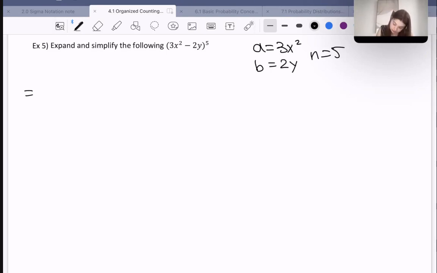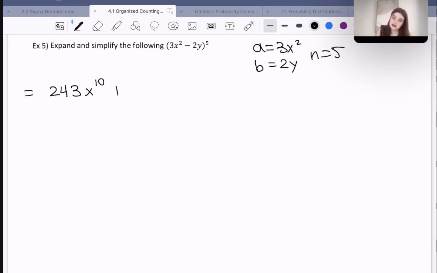Well, what's our first thing? It's going to be 3x squared to the power of 5, which is going to be 243x to the power of 10, right? Because remembering our exponent laws here, x squared to the power of 5 gives us x to the power of 10, right? So remembering that exponent law there.